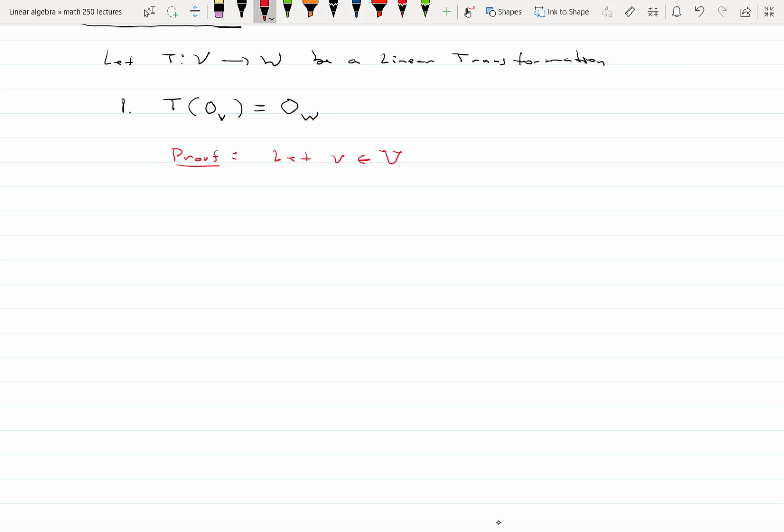So T of the zero vector in V is equal to, well, if v is in the vector space, then so are scalar multiples of v. In particular, 0 times v is in there. But 0 times v equals 0. That was a theorem that we proved. 0 times v equals the zero vector in V. So T of 0 is T of 0 times v.